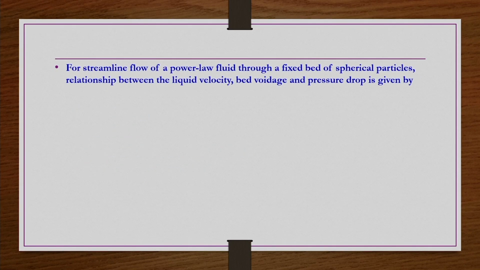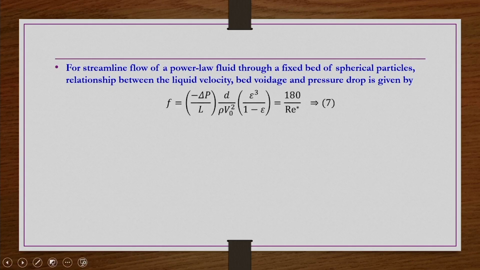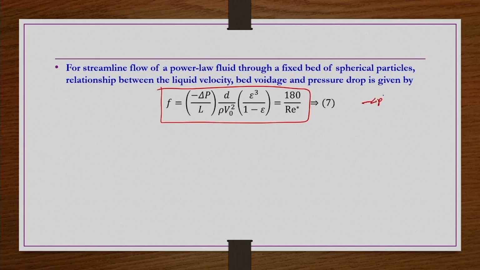Then for streamline flow of a power law fluid through a fixed bed of spherical particles, the relation between the liquid velocity, bed voidage and pressure drop we have already calculated in the previous lecture, and that is given by this expression. In this expression, in place of minus delta P, if you substitute rho s minus rho L into 1 minus epsilon g, then you can get the velocity V naught at which the fluidization is taking place.